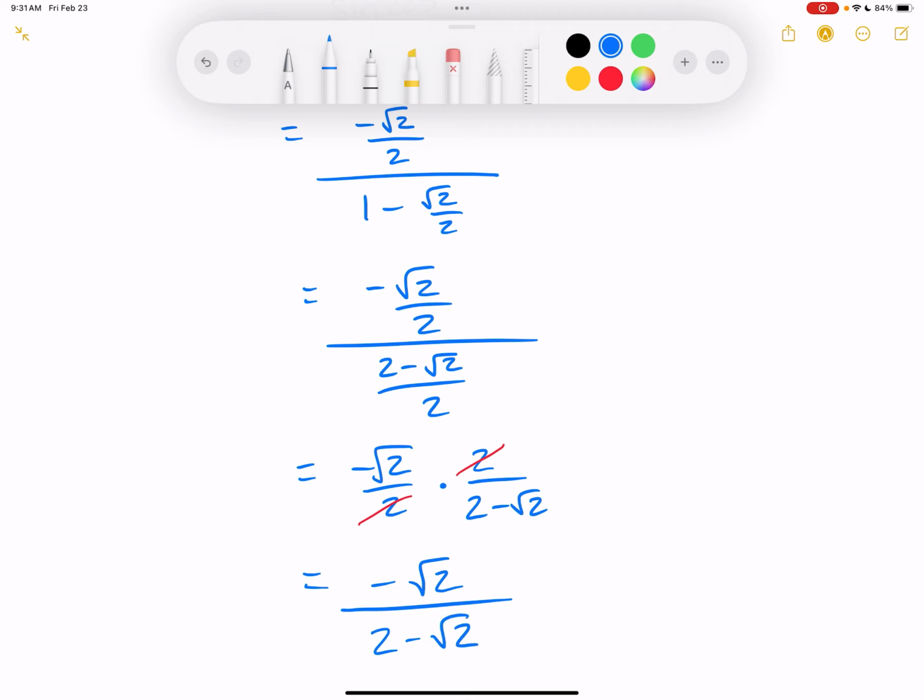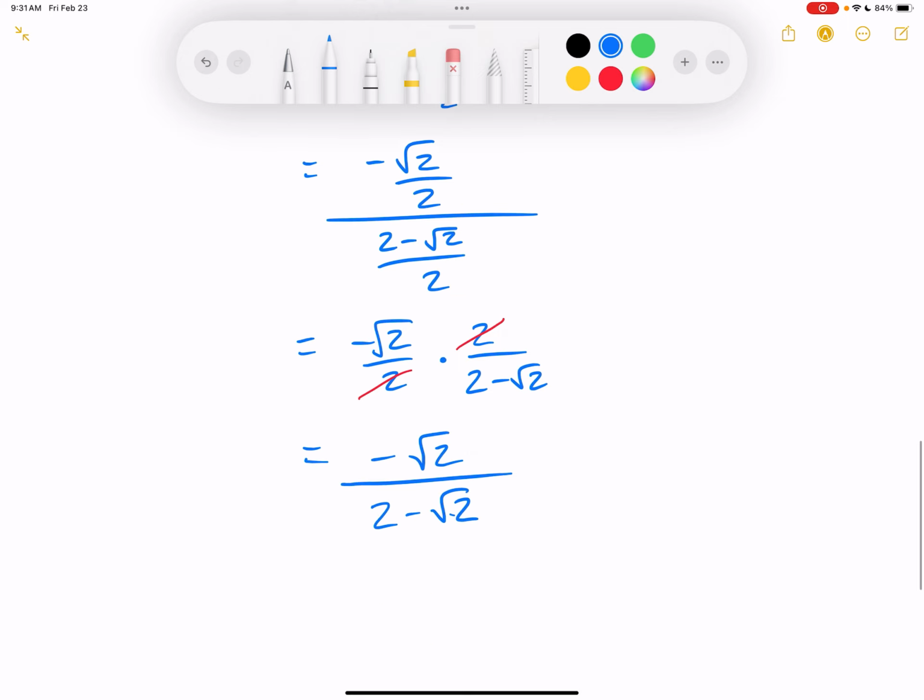Do you think that I'm done? No. Why? Good. Radical on the bottom. So how might I get rid of the radical on the bottom? Multiply by 2 plus root 2 over 2 plus root 2. If I just multiply by root 2, this one's going to go away and this one's going to end up with a radical on it. So, multiply by the conjugate, so 2 plus root 2, top and bottom.